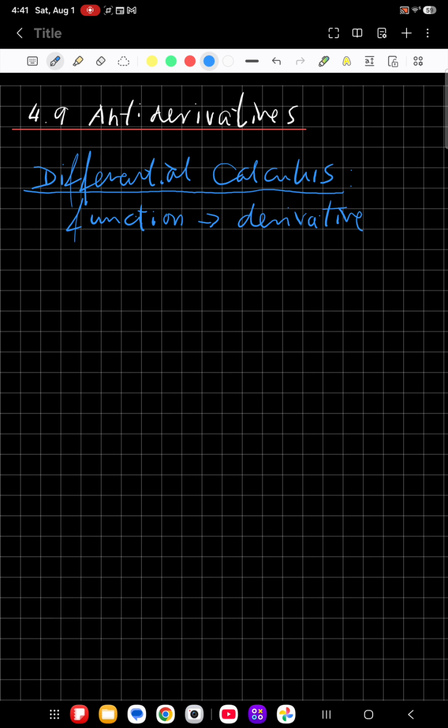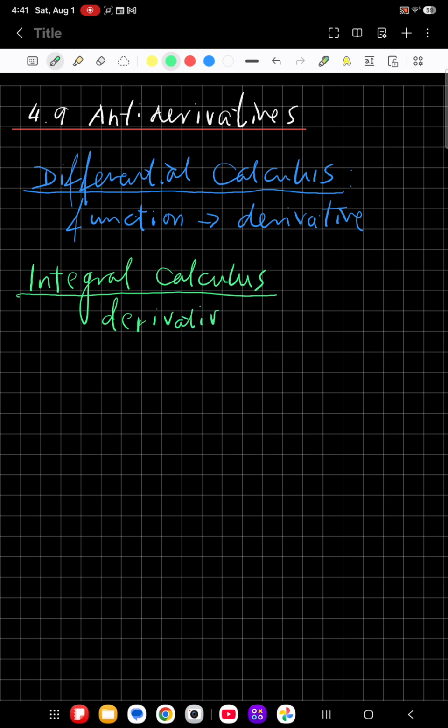So in integral calculus, it's just inversed. So let me write it, integral calculus. The whole operation will be inverted. In other words, we'll be given a derivative, not really, but we could think about it this way, and the solution will actually be a function.